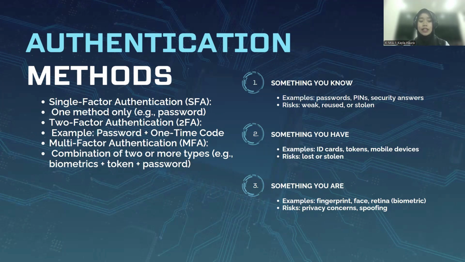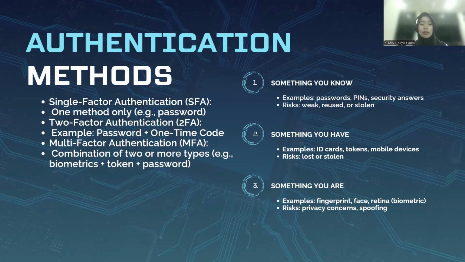So next, authentication methods. There are some authentication methods. First, something you know, for example passwords, PINs, security answers, and the risk is weak, reused, or stolen. The second is something you have, for example ID card, tokens, or mobile device, and the risk is lost or stolen. And the last one is something you are, for example fingerprint, face, retina, or biometrics, and the risk is privacy concerns.